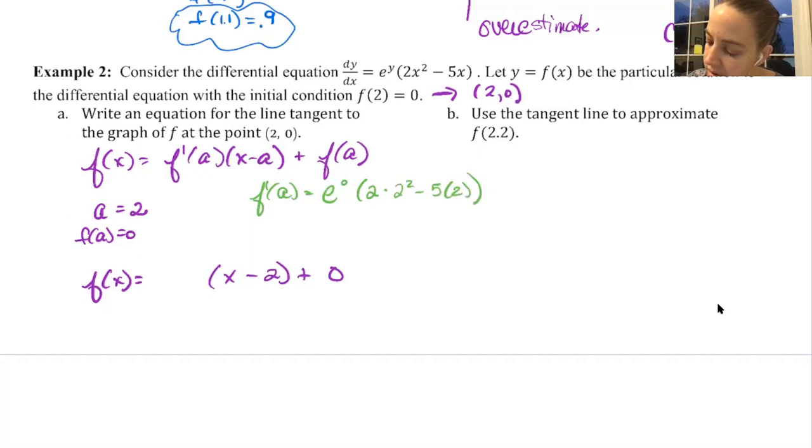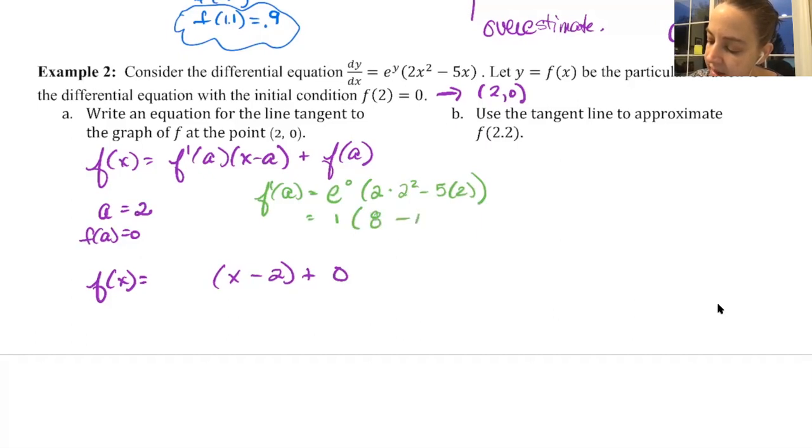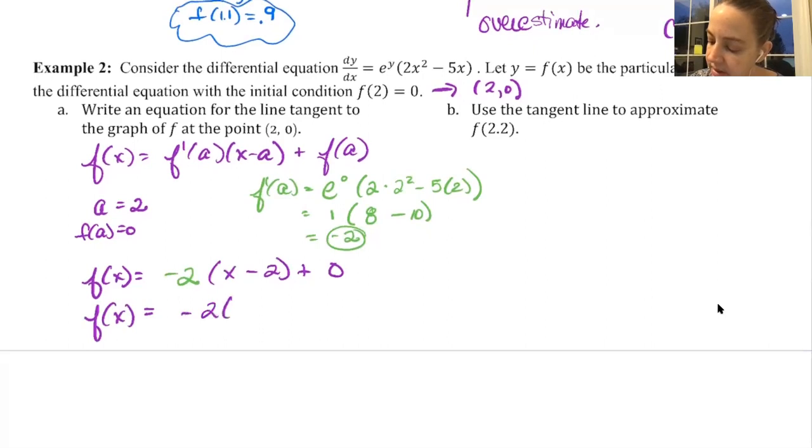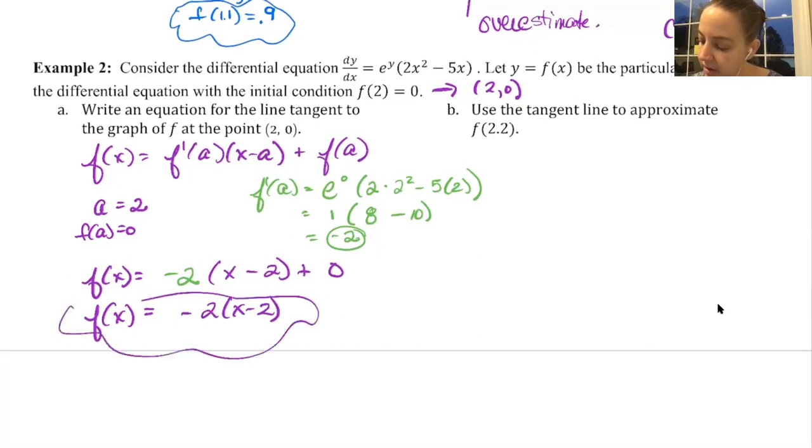All right, e to the 0, anything to the 0 power is 1, so that's kind of handy. Don't panic about the e. 2 squared is 4, 2 times 4 is 8, minus 10, this is a negative 2. So my slope is negative 2. So we have the equation of the tangent line. f of x equals negative 2 times x minus 2. You don't really need the 0 at the end. Got it. We wrote the equation for the tangent line.